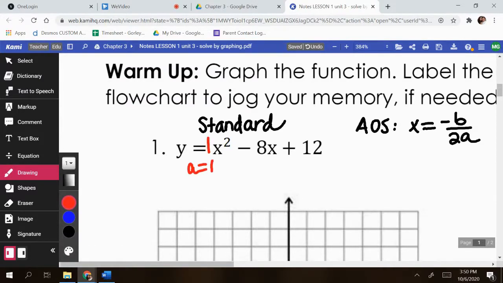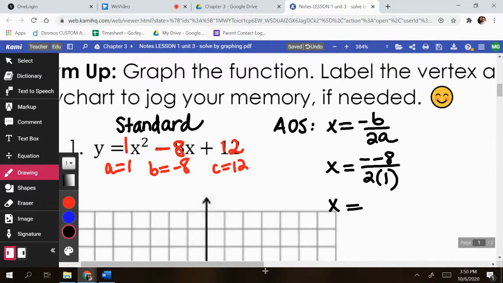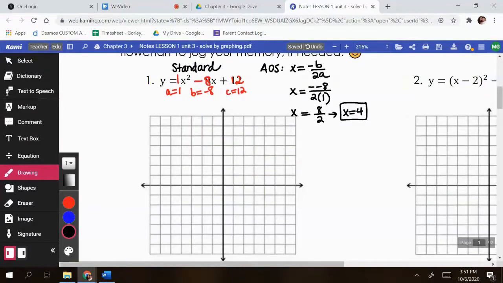a is equal to 1, b is equal to negative 8, and c is equivalent to 12. Okay, so I'm going to do opposite b. So the opposite of negative 8 will end up being a positive 8 over 2a, and a is 1. Let's simplify that. We end up with x equals 8 over 2, or the axis of symmetry would be x equals 4. So let's go ahead and graph the axis of symmetry. 1, 2, 3, 4. Okay, that's where the axis of symmetry would be.